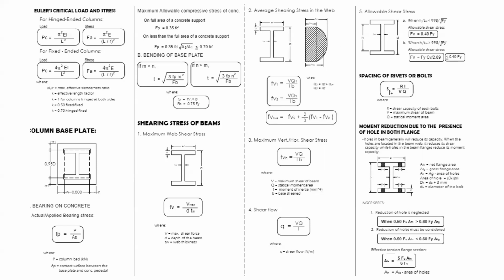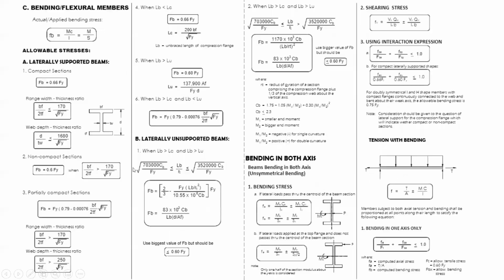Spacing of rivets, s is equal to Ri over VQ. So R is the shear capacity of the bolt, V is the maximum shear of the beam, Q is the statical moment of area. So the area we are considering times the moment arm, and I is the moment of inertia. And then we also have moment of reduction due to the presence of holes in the flange. So all of that is here, and most of this is direct substitution.